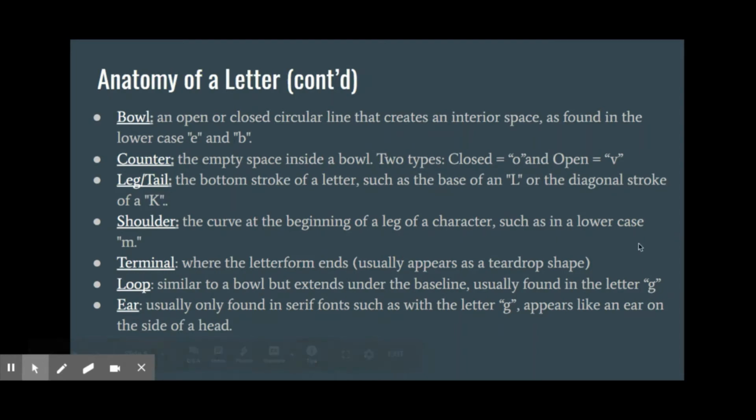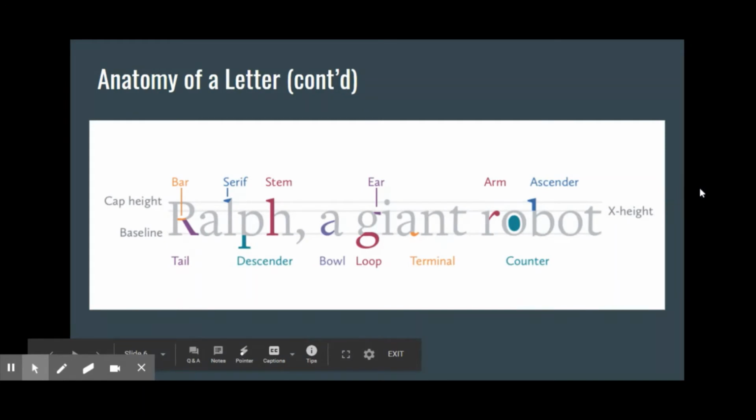It's a loop. And then the last one is an ear. These are usually only found in serif fonts, which I'll talk about later, such as with the letter G. Letter G is very popular. And that is this little tiny piece that sits next to the circular part of the G. So that is known as an ear. It looks like an ear on the side of the head that sticks out. All right, moving on. So here is what all of these terms look like with letters.